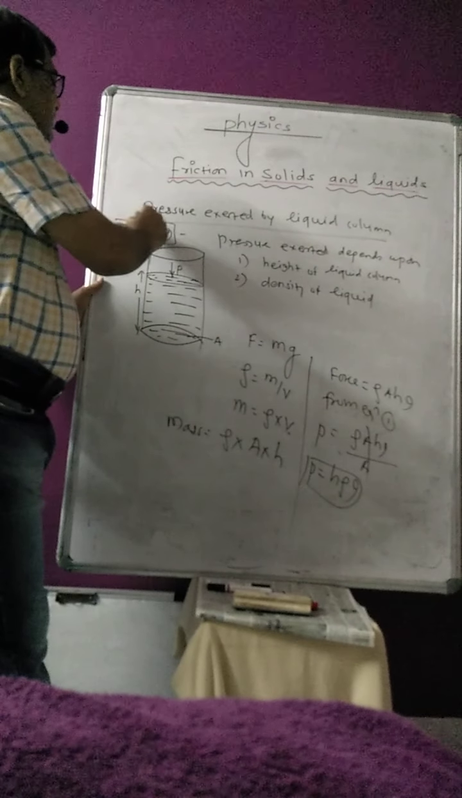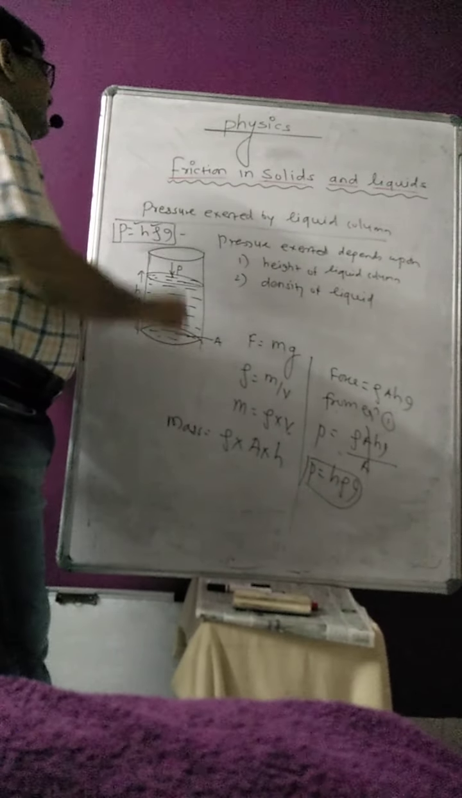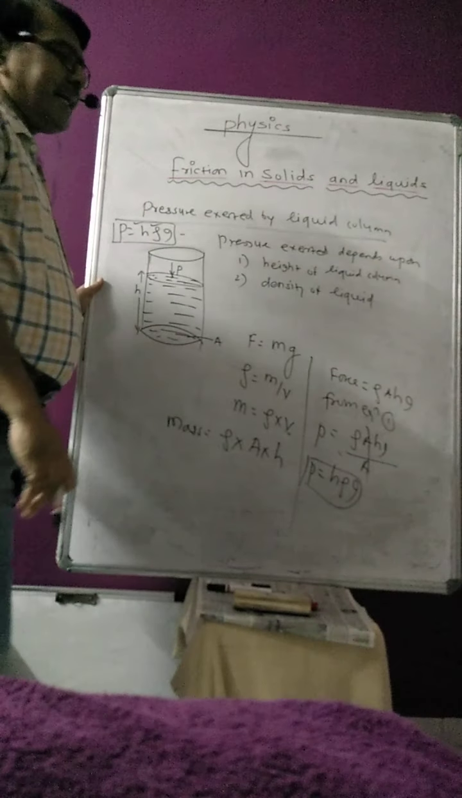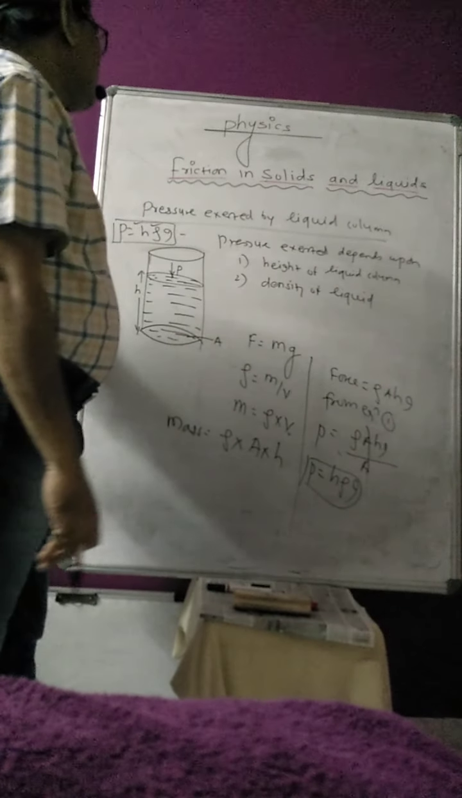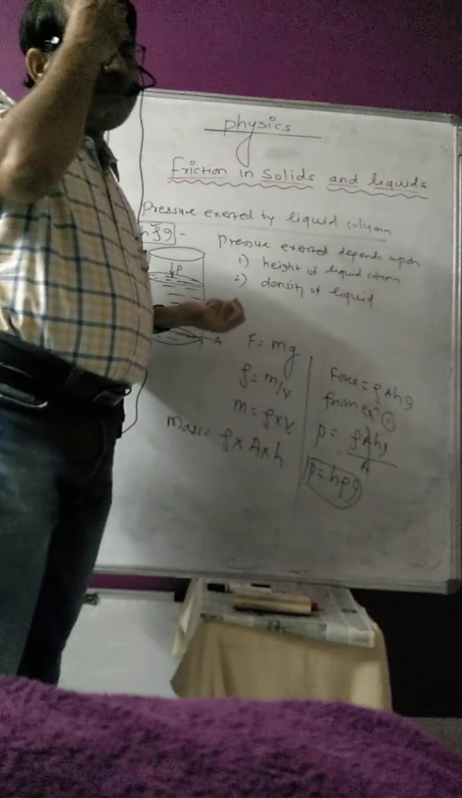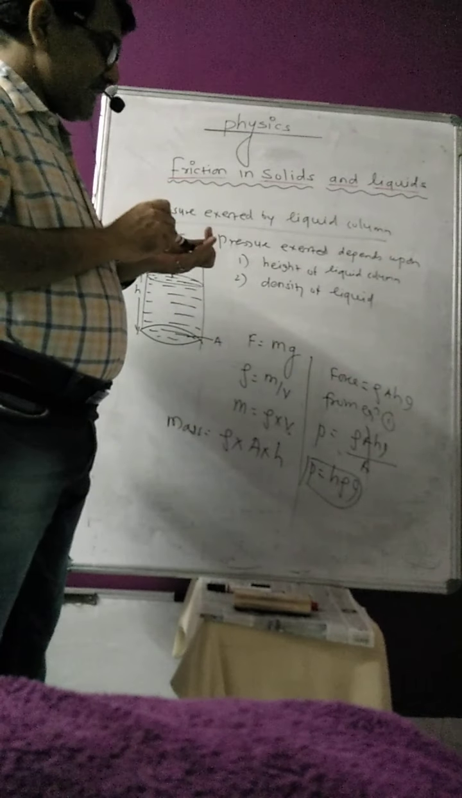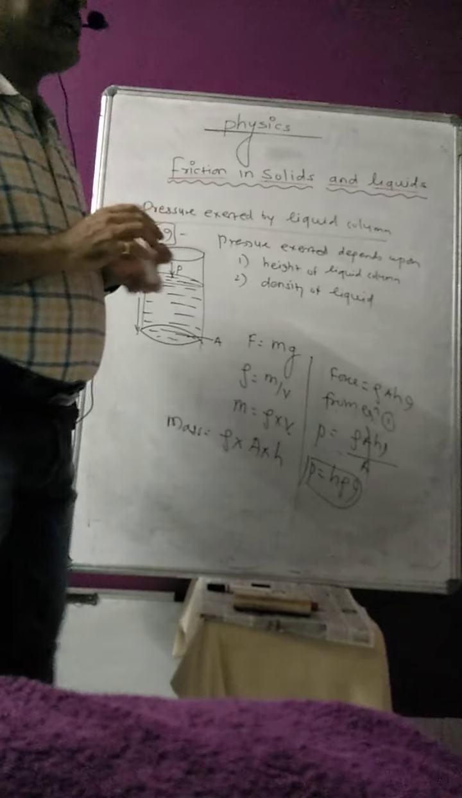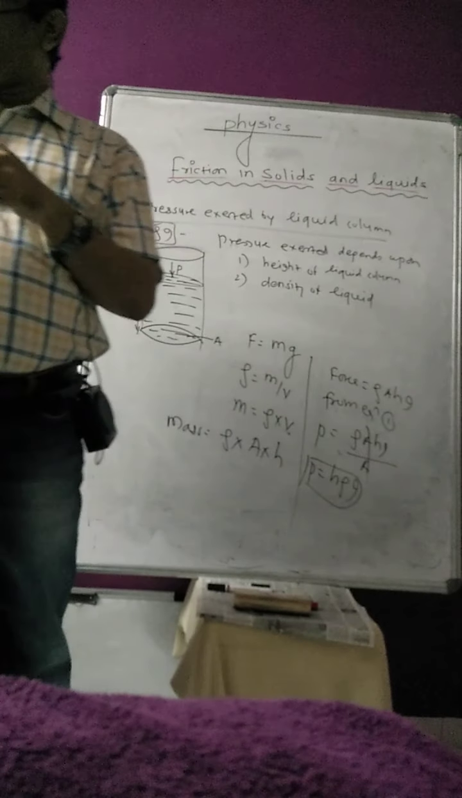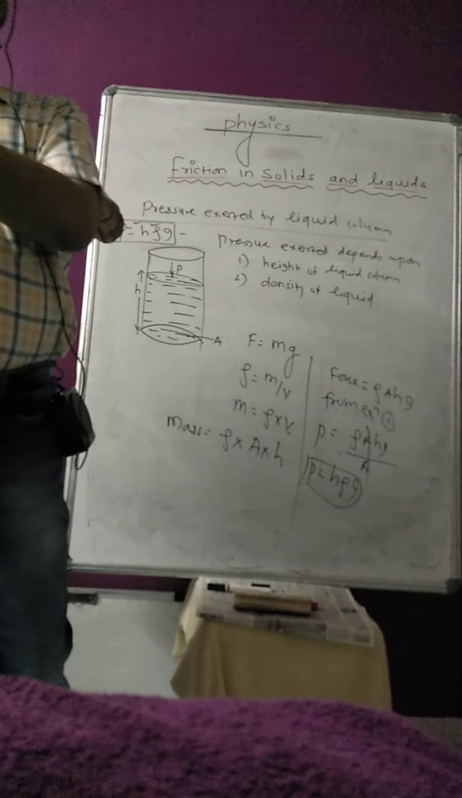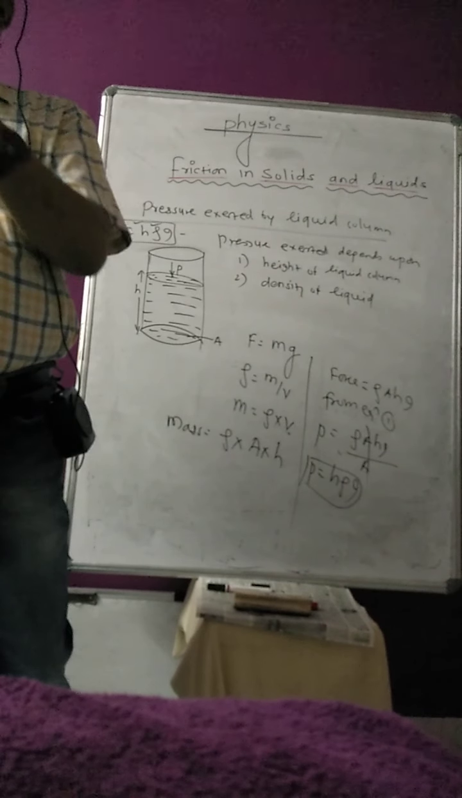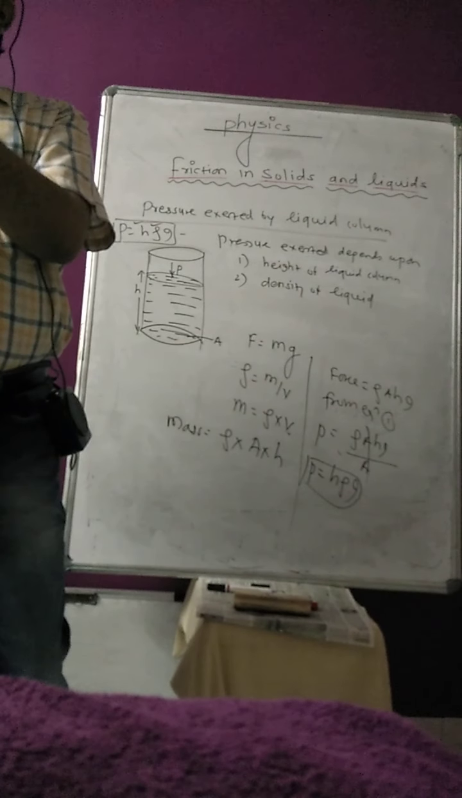It depends upon rho, that is the density, H, the height, and g, the acceleration due to gravity. On the surface of Earth, gravity will be the same, that is 9.8 meter per second square. So this is how we can calculate the pressure exerted by the liquid column. Once you have that pressure exerted by the liquid column, we come to the next point.